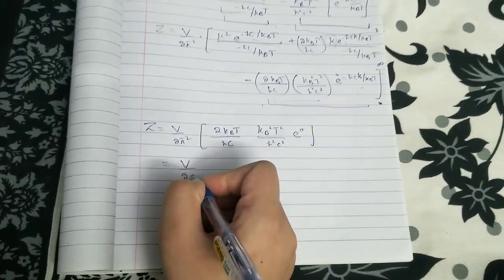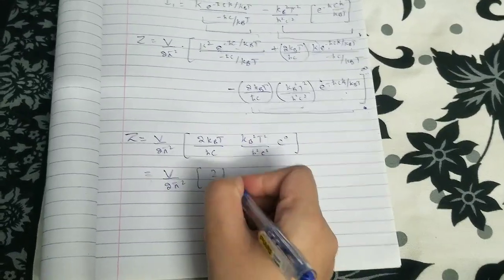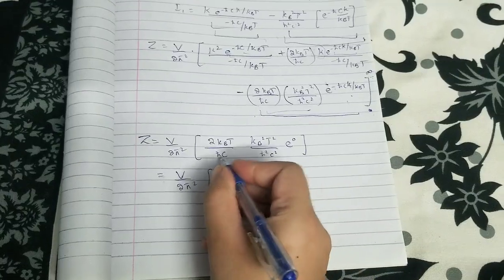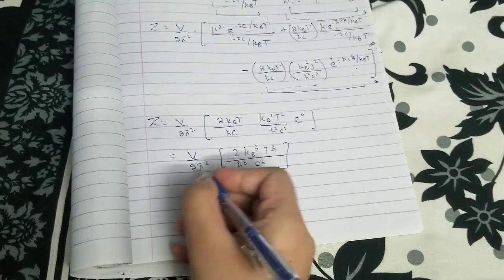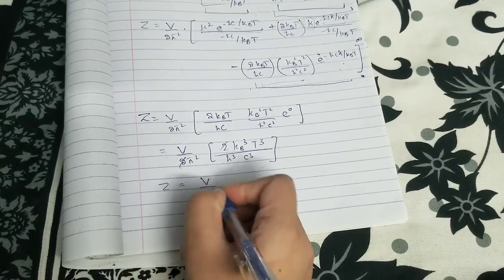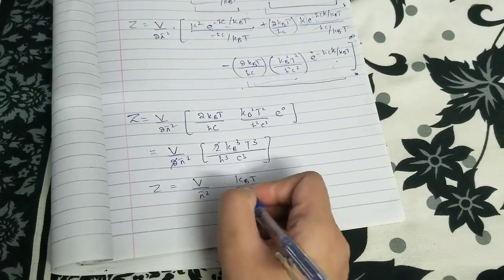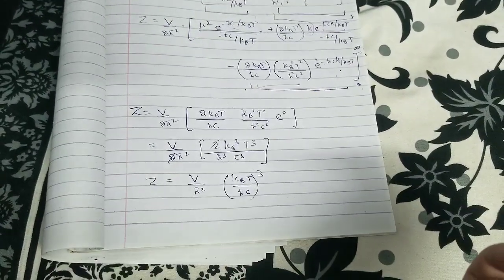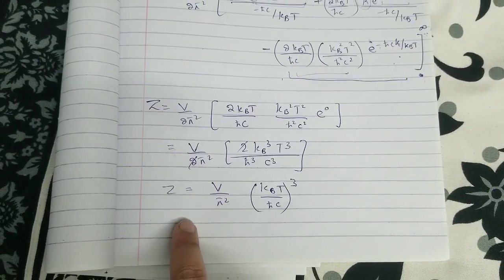That is how I have done it. So it's 2 kb cube t cube by h cut cube c cube. This 2 gets cancelled out and we are left with V by pi square kb cube t cube by h cut c. We can write it as this. This is the partition function of an ideal gas.